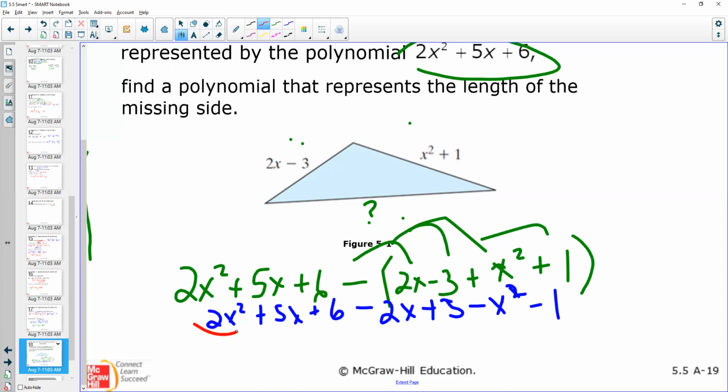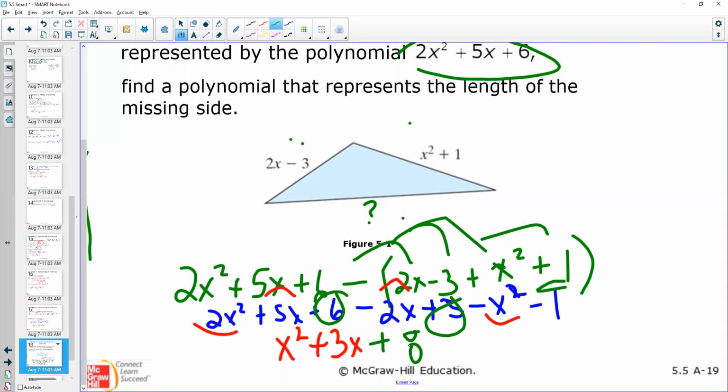So now I'm just going to combine the things that go together. So I have 2x squared and minus x squared. That just means I get x squared. I have 5x and minus 2x. So that's plus 3x. And then I have 6, 3, and minus 1. So that's going to be plus 8. So the missing side length is x squared plus 3x plus 8. Okay?